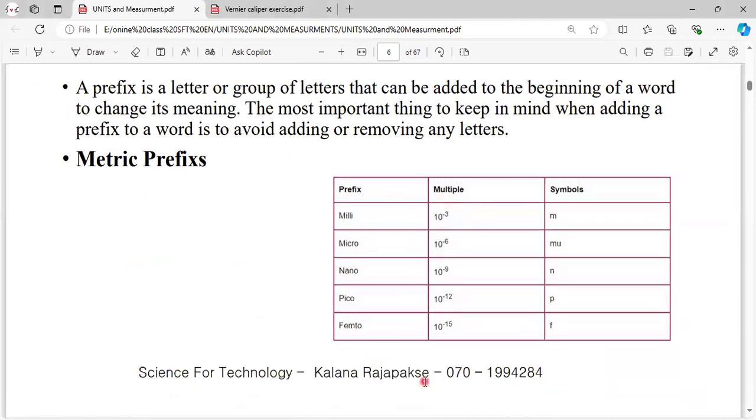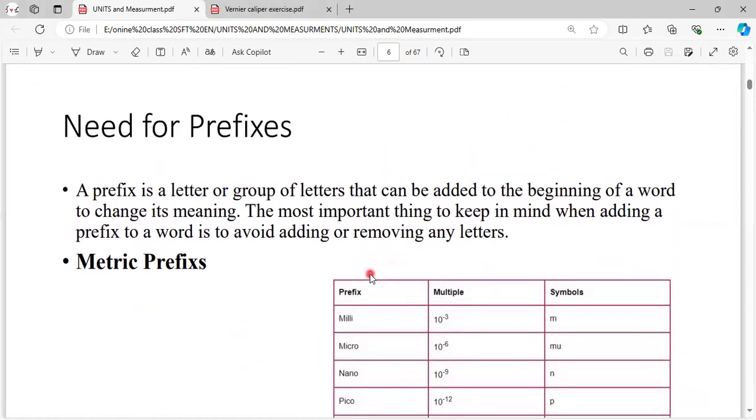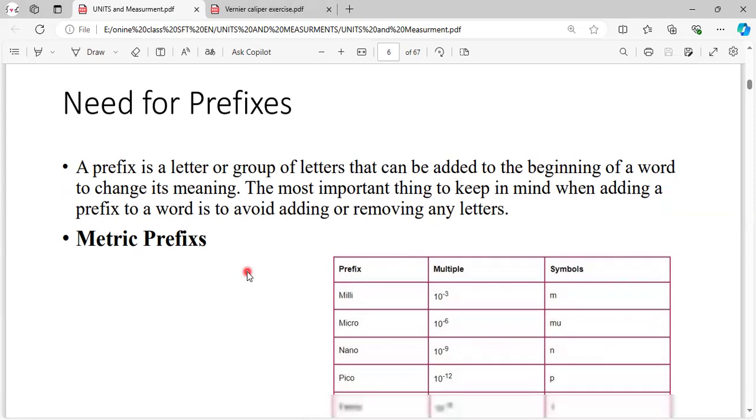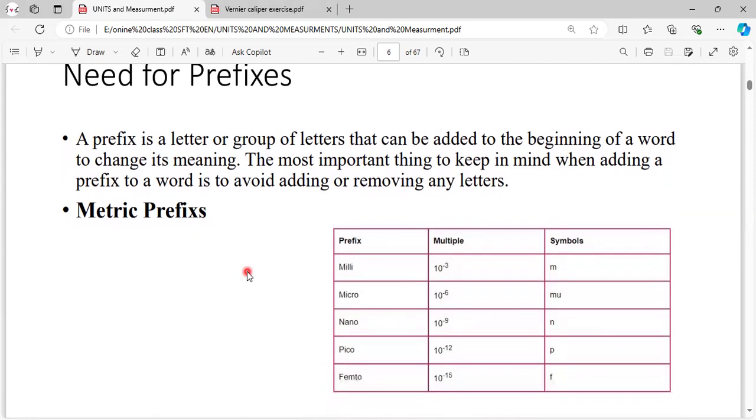And I need to talk about some prefixes as well, right? Why do we need prefixes? It is a letter or a group of letters that can be added to the beginning of a word to change its meaning, right? And the other important part is that when we apply a prefix to a word, it avoids adding or removing any letters.